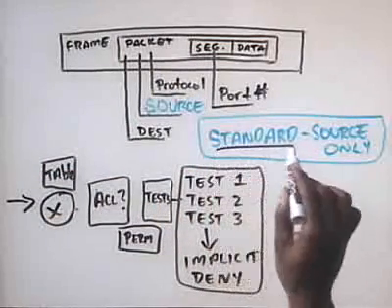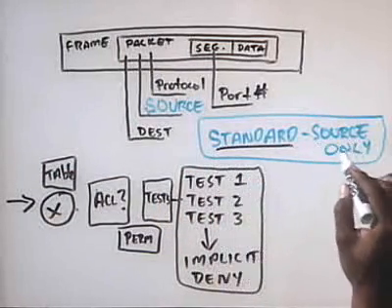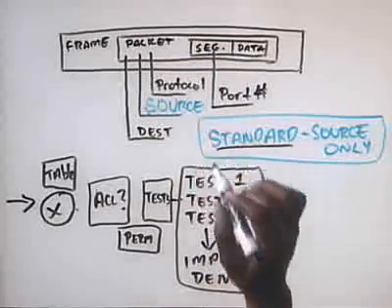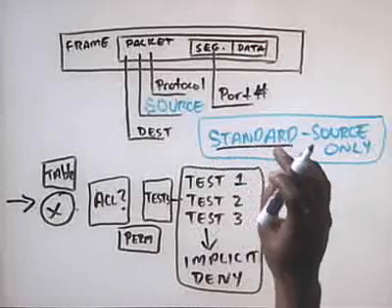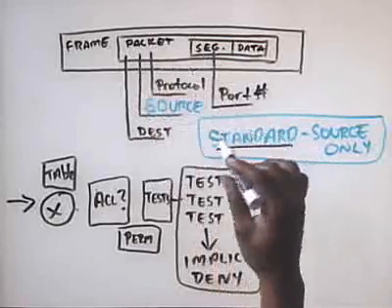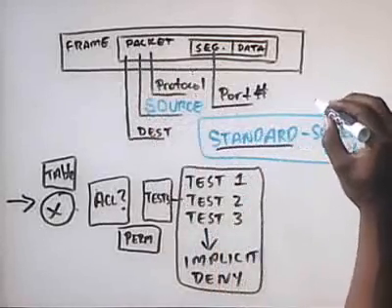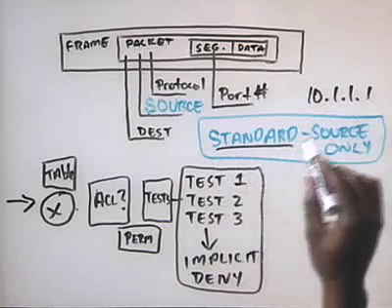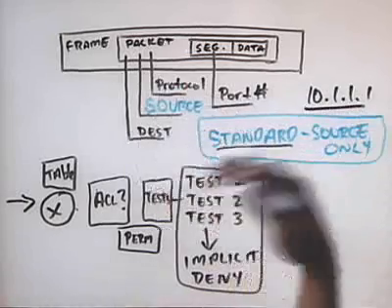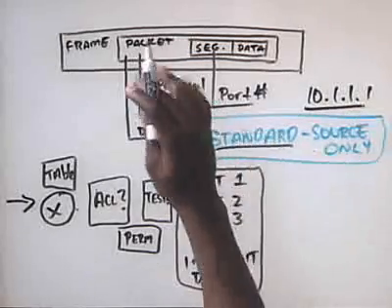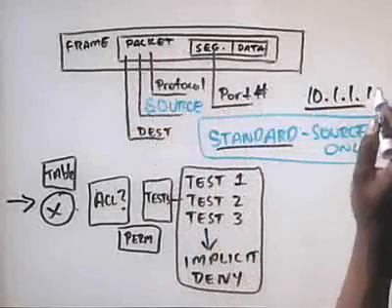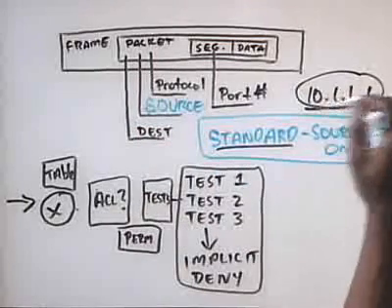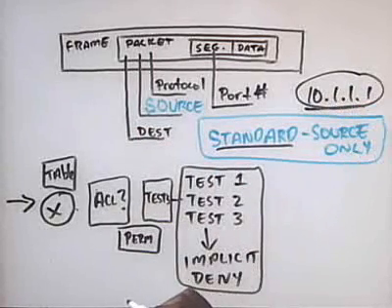Standard access lists filter traffic based on source address only, the source address in the IP packet only. Standard access lists also filter the entire protocol suite. So if a particular packet is coming from device 10.1.1.1 and going to any other device, the access list, if it matches that particular address, will filter all IP packets coming from that source address.